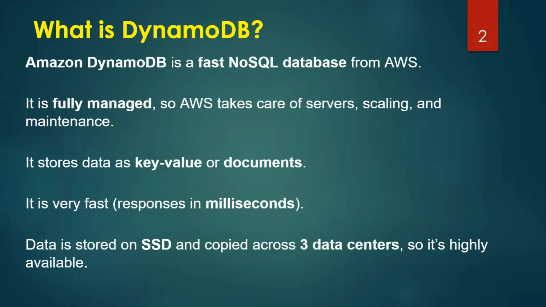Amazon DynamoDB is basically a fast NoSQL database from AWS, and it's a fully managed service. Basically, it means that AWS takes care of servers, does the scaling for you, and also maintains the server for you. It stores the data in key-value format, or it stores it as a document. It is also really fast, responding in milliseconds, and data is stored on SSD and copied across three data centers, so it is highly available.